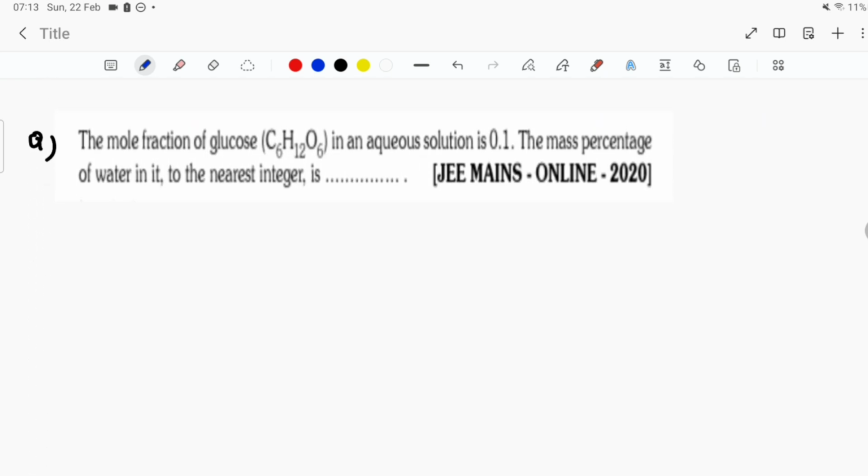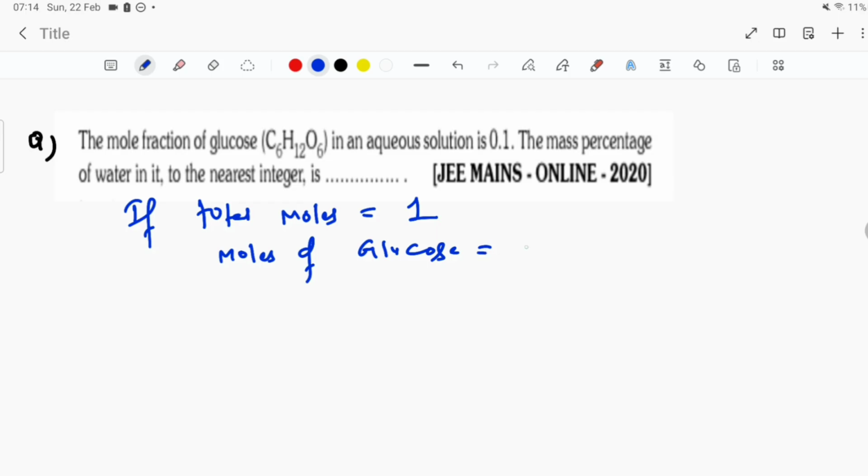Next question. The mole fraction of glucose in an aqueous solution is 0.1. The mass percentage of water in it, to the nearest integer, is. So the mole fraction of glucose is mentioned. Everyone refer to the question once. See now how to proceed. Let total moles be 1 mole. If total moles is equal to 1, then moles of glucose will be 0.1, and moles of H2O is equal to 0.9.